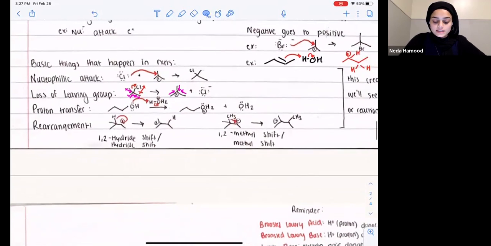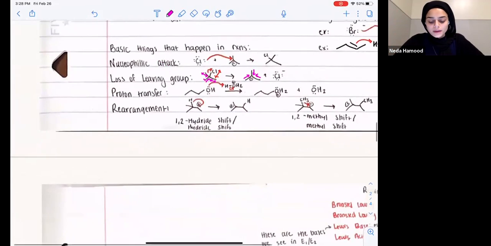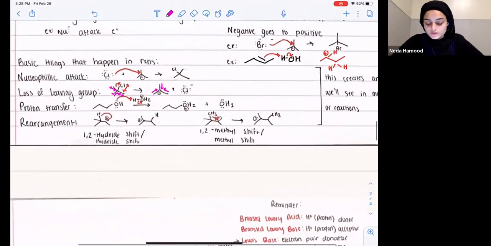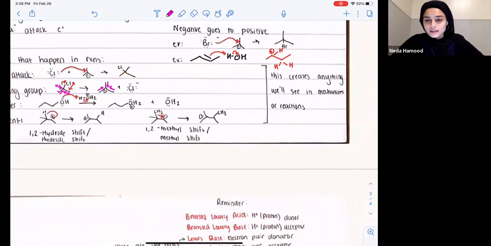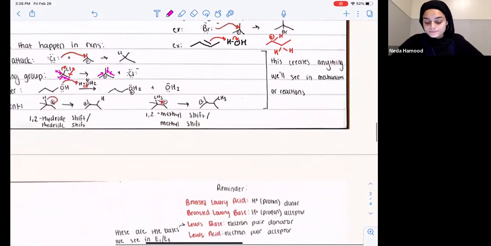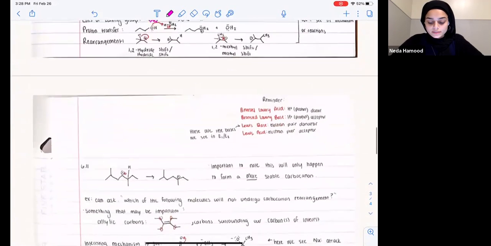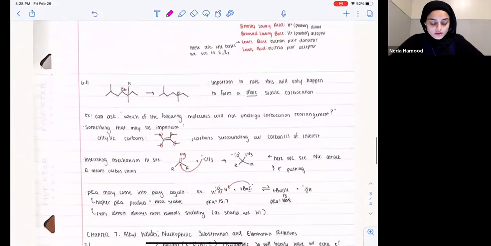So we're going to see this in E1 reactions, and they can be called 1,2 hydride shifts or just hydride shifts. You can see that because it's just moving from 1 to 2. I think your book was just calling it hydride shifts, but I learned it as 1,2, so just in case you guys see that on the exam.